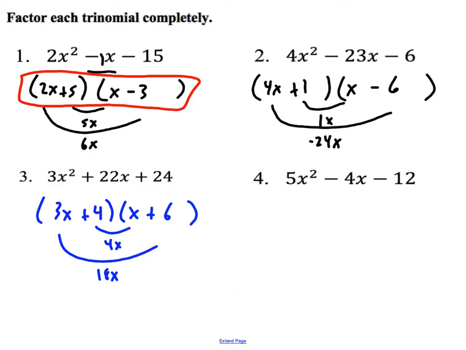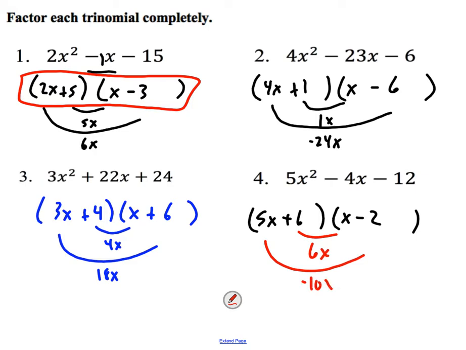All right, let's try another one here. What times what gives us 5x squared? 5x and x. What multiplies to give us 12? It ended up being a positive 6 and a negative 2. If you checked your inners and outers, 6x minus 10x there does indeed give us our negative 4x. So that does work.